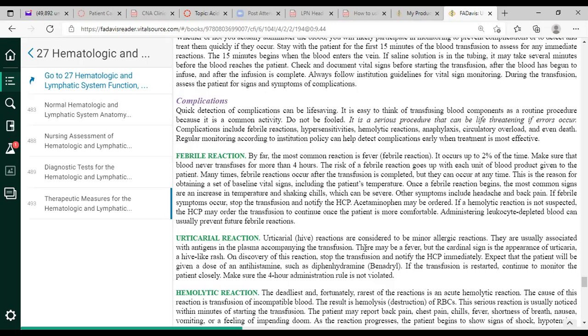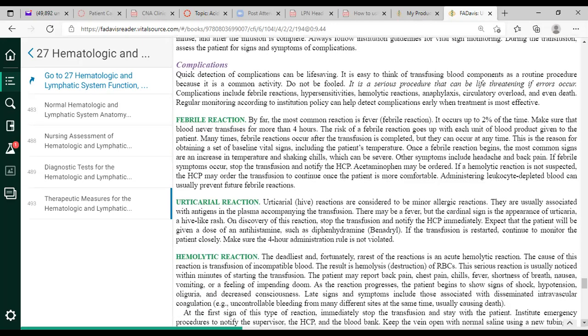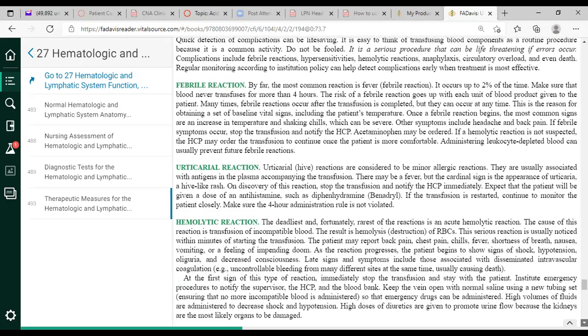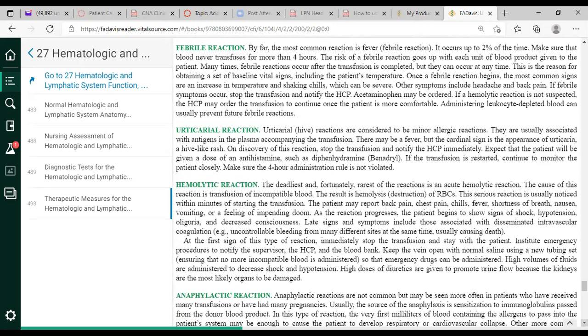A hemolytic reaction is considered the deadliest. And that is the cause of incompatible blood, where you received some blood that was incompatible. It causes the body, the immune system, to start breaking down those red blood cells. And again, anytime a patient is experiencing a reaction, stop the IV infusion.